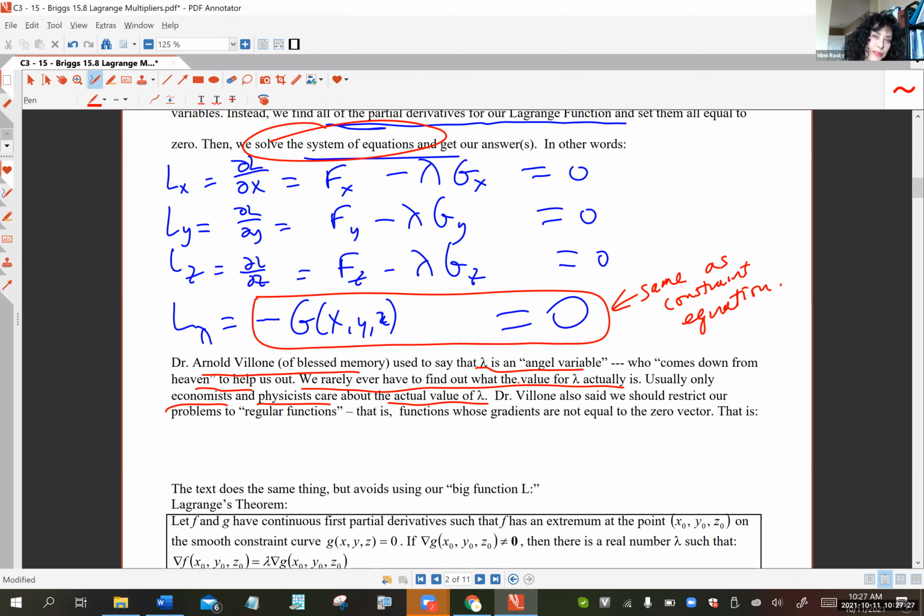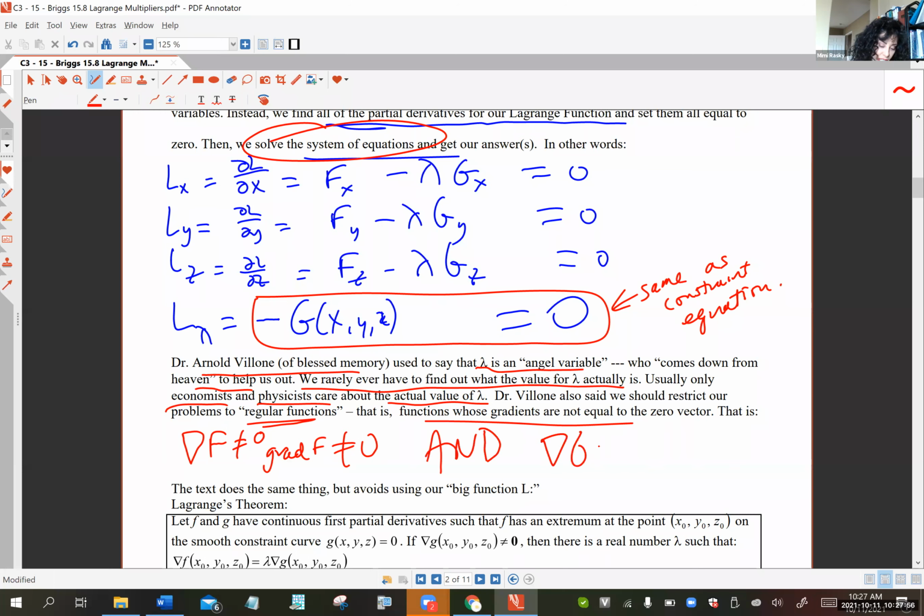Okay. Now, when you use Lagrange, it's not really fun or interesting if you have functions whose gradients end up being the zero vector, because then you can't really do anything. So we're going to restrict ourselves to regular functions, that is, functions whose gradients are not the zero vector. So in other words, we want the gradient of f, which we could also call grad f, not equal to 0. And we want del g not equal to 0, which is also known as the gradient of g, grad g. That's how physicists refer to it. They call it grad.